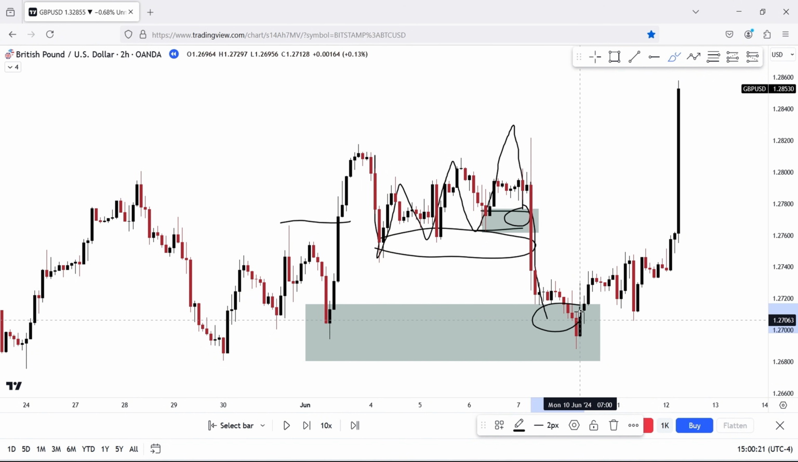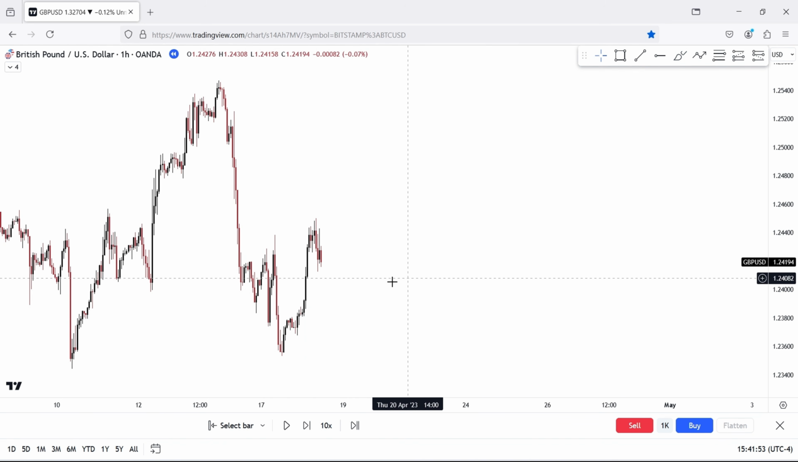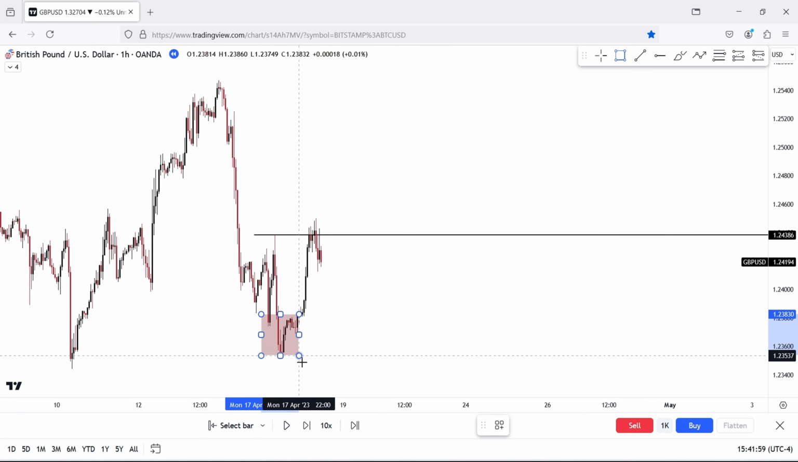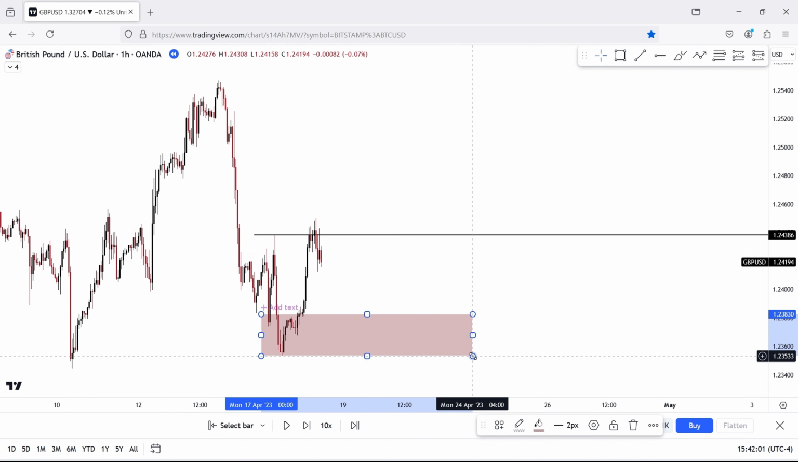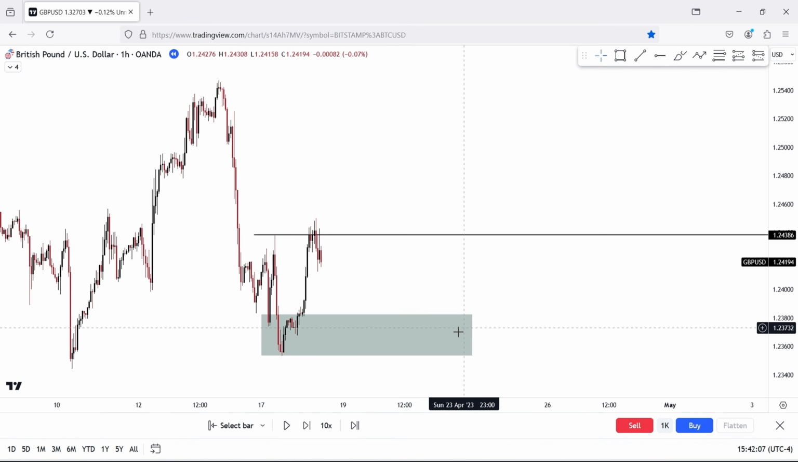Everybody got induced into taking an early trade. Price went to the initial mark and now gained enough buy orders. So here you have your break of structure, and here you have your extreme zone. So let's say this is your extreme zone. This is what you're targeting as your point of interest.